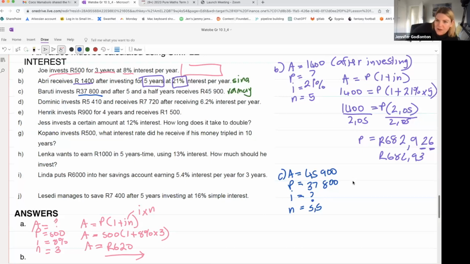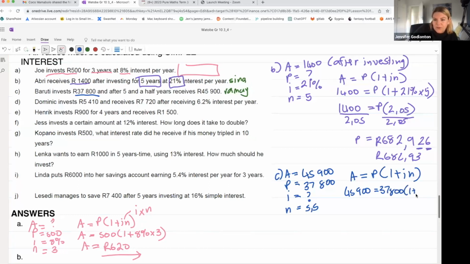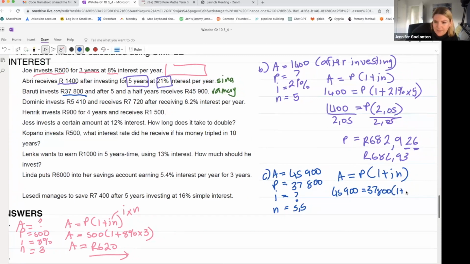Okay, so I'm going to just pop this formula over here. A equals P(1 plus IN). And I'm going to pop in the information that you've given me. And then I want you to tell me where I'm going to go to from there. Okay, where do I go to from here? Okay, so I'm not sure how you should put it in the calculator. So is it going to be I equals 45,900 or? Yeah, so we'd have to do a bit of manipulation.